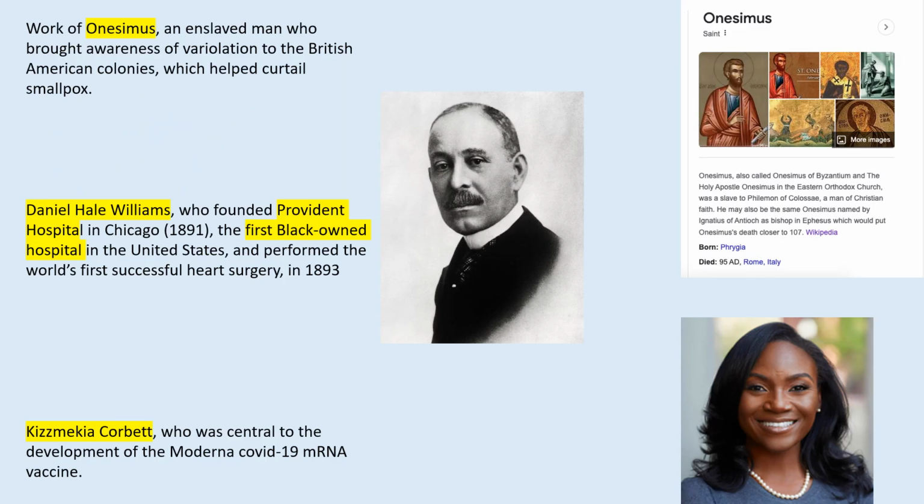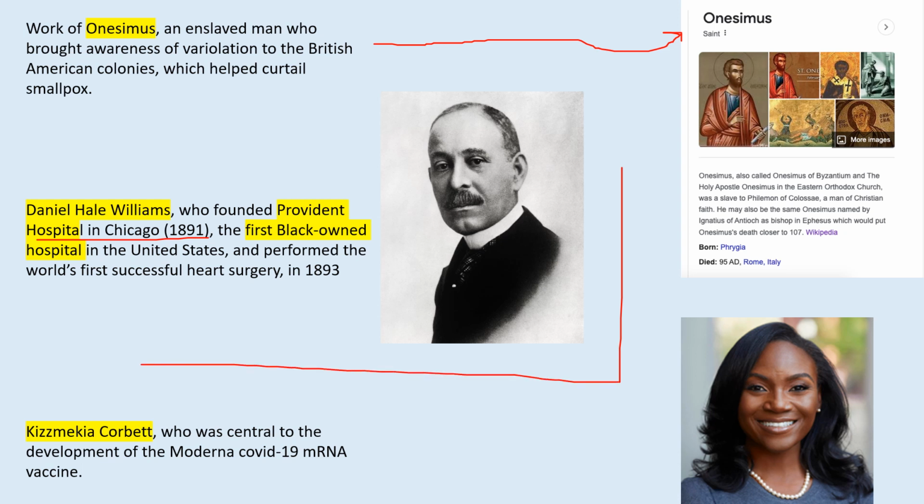The work of Daniel Hale Williams, who would found the Provident Hospital in Chicago, and that particular work would be crucial in trying to get nurses registered. The AP framework also mentions this individual, Onesimus. There's not too much information about him. They also transitioned to Kazemakia Corbett, crucial in COVID-19 vaccine development.